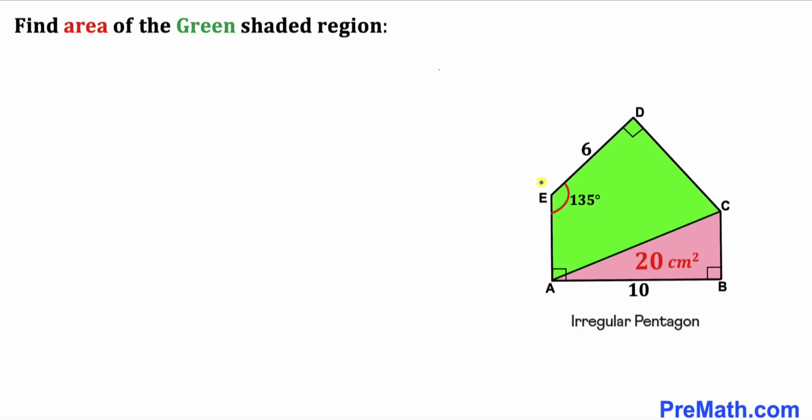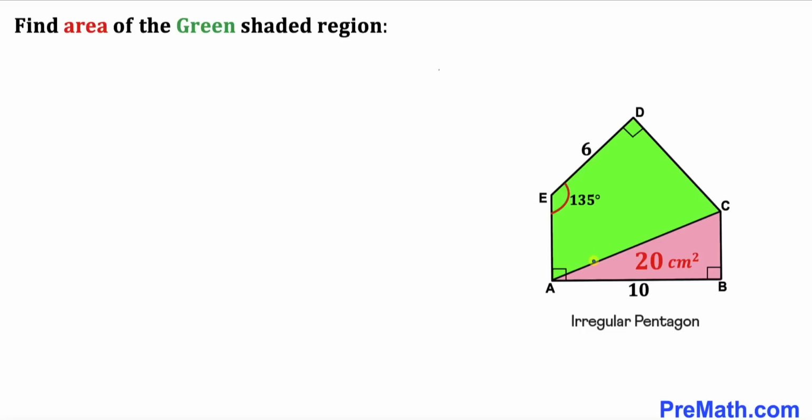Welcome to PreMath. In this video, we have this pink shaded triangle ABC fully confined in a polygon ABCDE, as you can see in this diagram, such that the area of this pink right triangle is 20 centimeter square, and moreover the side length AB of this polygon is 10, and this side length ED is 6.